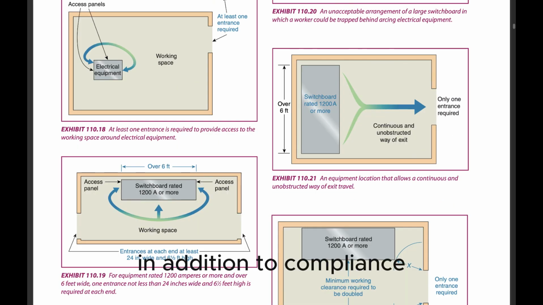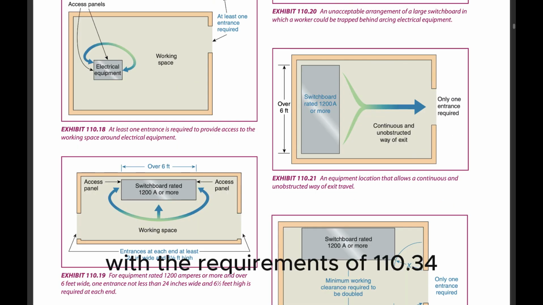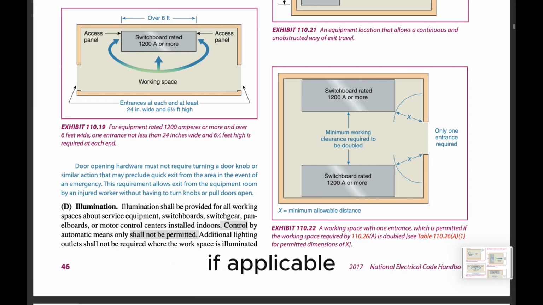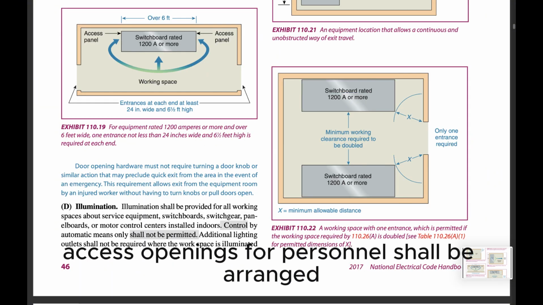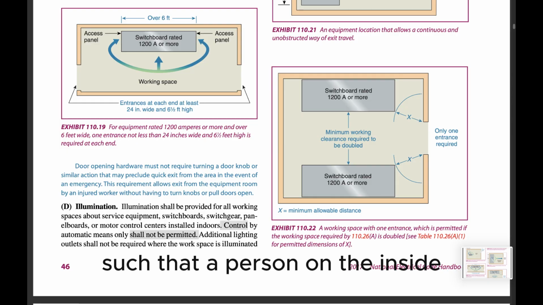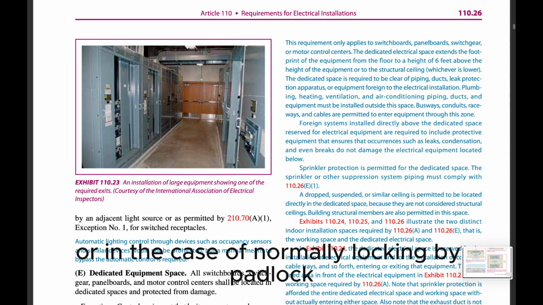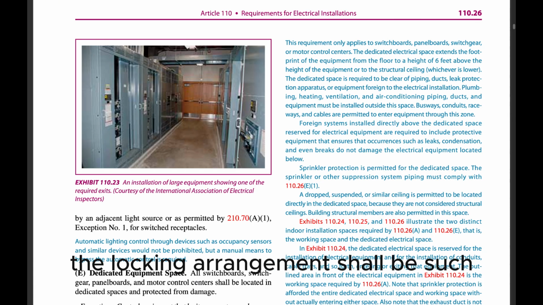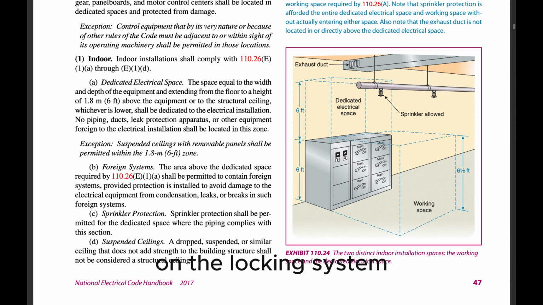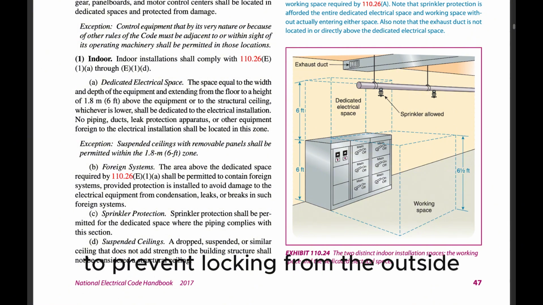B. Locks. In addition to compliance with the requirements of 110.34, if applicable, access openings for personnel shall be arranged such that a person on the inside can exit when the access door is locked from the outside, or in the case of normally locking by padlock, the locking arrangement shall be such that the padlock can be closed on the locking system to prevent locking from the outside.